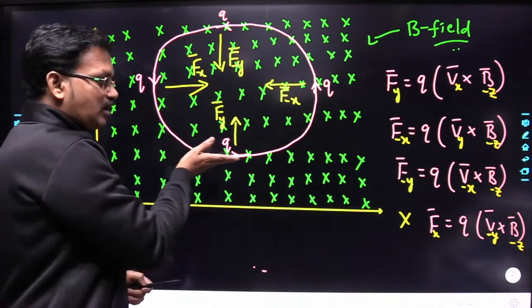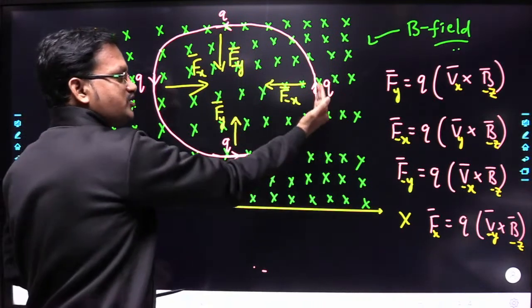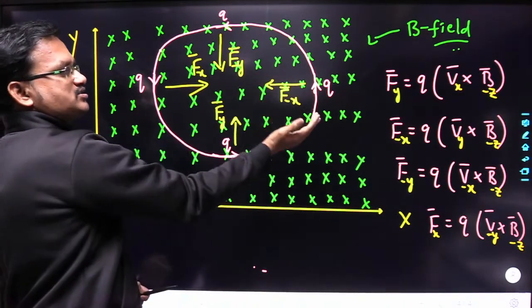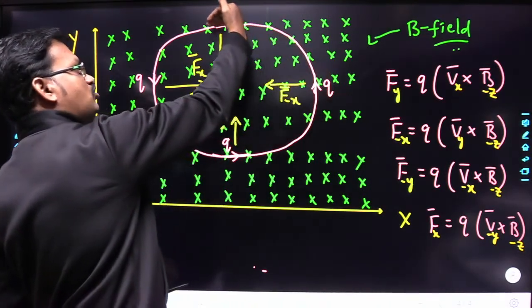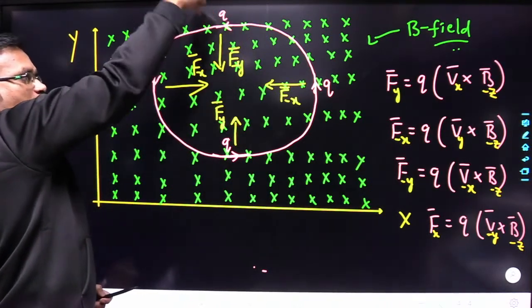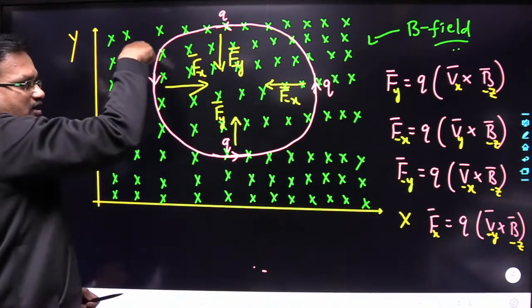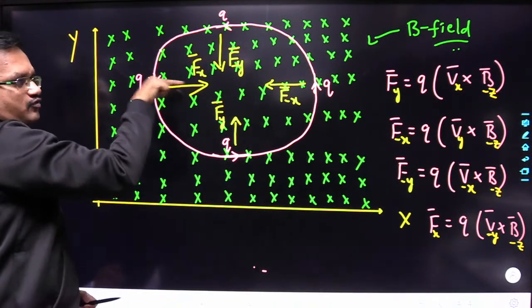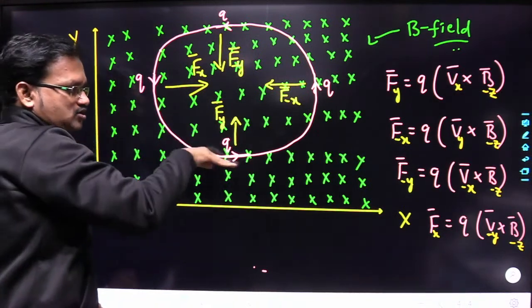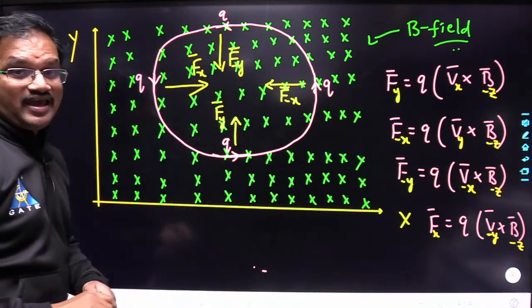Initially it is moving along x, then a force is acting in this direction. Because of this force, it changes its direction and starts moving along y. Now the force is acting along the negative x direction. Again it takes a curved path and moves along this direction, where the force is acting downward. Then it takes a curved path and tries to move along the negative y direction. Whenever it is moving in the negative y direction, it experiences a force in the x direction, so it takes a curved path and tries to move along the x direction. In this manner, it is going to trace a circular path.